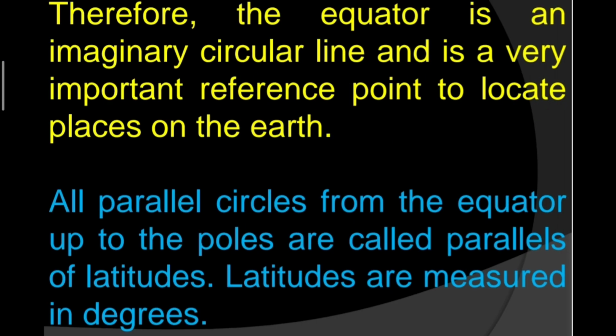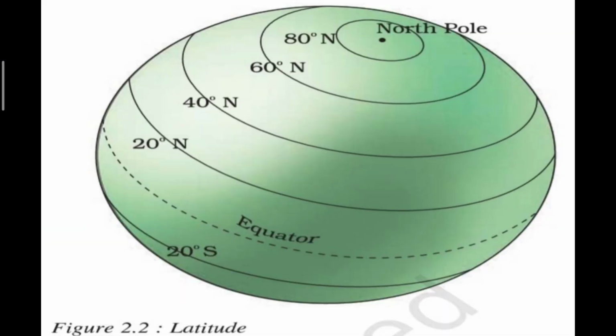Therefore, the equator is an imaginary circular line and it is a very important reference point to locate places on the Earth. The parallel circles from the equator up to the poles are called parallels of latitude, and remember one thing, latitudes are measured in degrees. Here is a picture of latitude. As also mentioned, the degrees: 20 degree north, 40 degree north, 60 degree north, 80 degree north, North Pole, equator, etc.